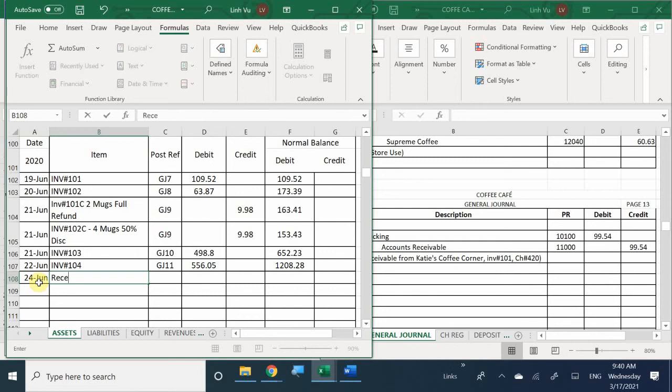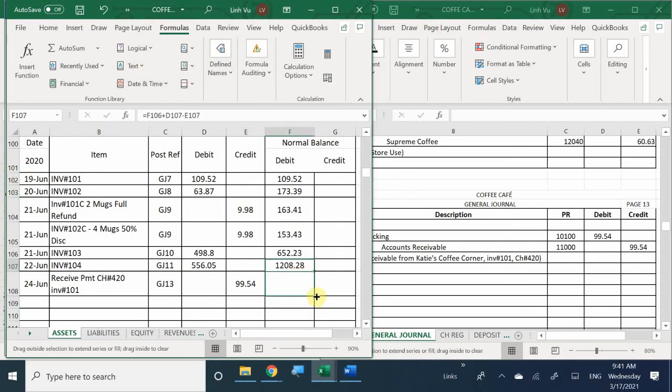You can write the same thing: receive payment, check number 420, invoice number 101, at journal 13. And we are reducing the payment by $99.54, bringing our new grand total in our accounts receivable to be 1108.74. What's next?